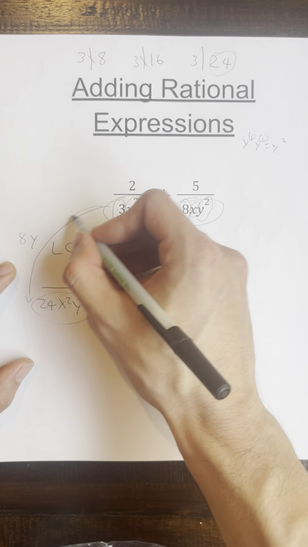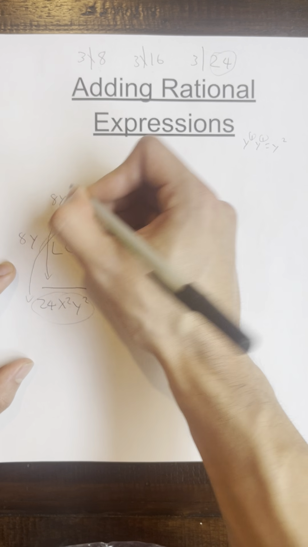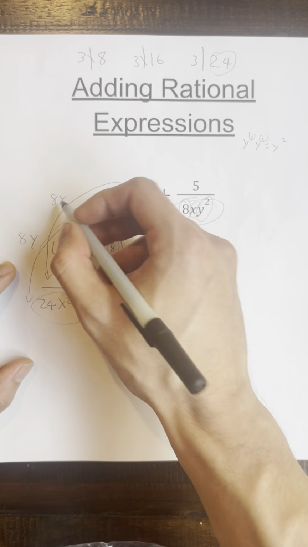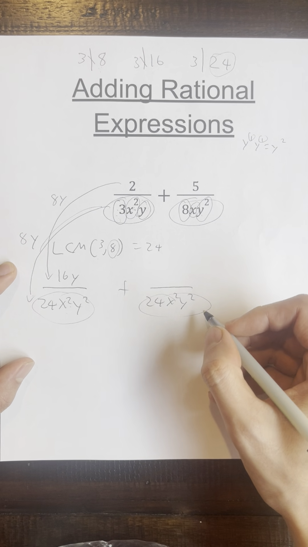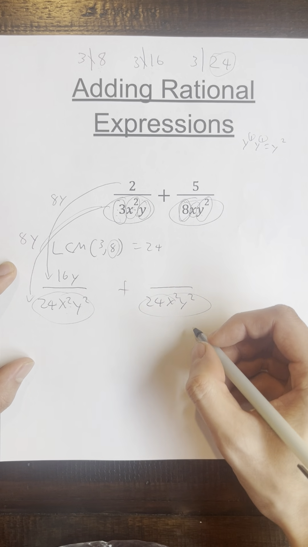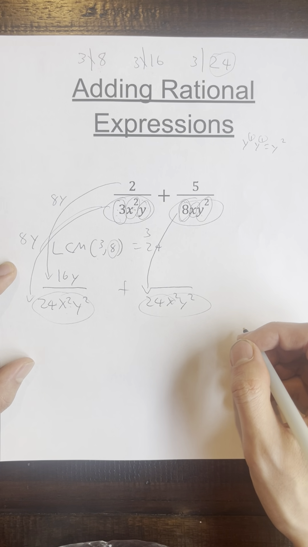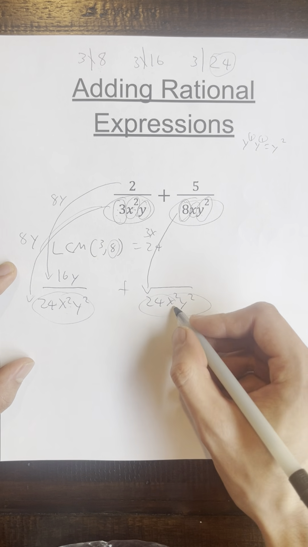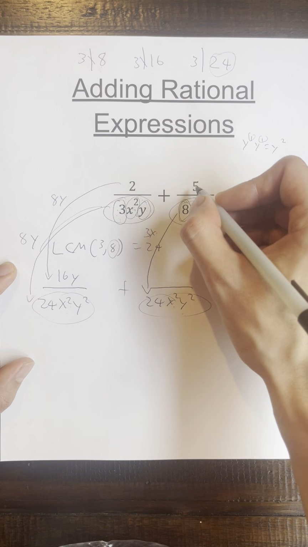Okay, so since we multiply by 8 to get from here to here, we also need to multiply by the same amount on top. So 2 times 8y is how many y? 16y. 8 times how much is 24? 8 times 3. X times how much is x squared? X times x is x squared. And then y squared times 1 is y squared. We don't write down the 1.